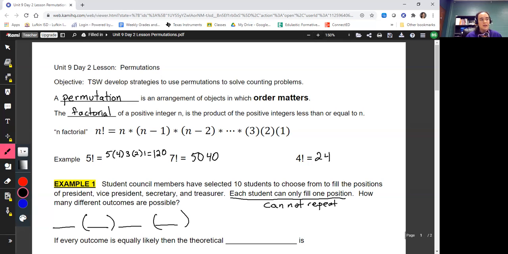So that means for president, we have 10 options. But once we choose president, there's only 9 people left to choose from for vice president. And once we choose vice president, there's only 8 people left to choose from for secretary. And once we choose secretary, there's only 7 people left to choose from for the treasurer position. So 10 times 9 times 8 times 7, and that gets us 5,040 possible outcomes.